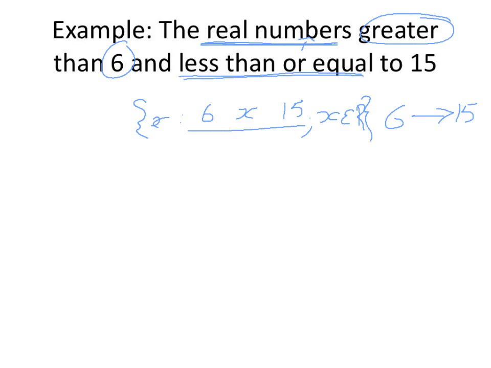Now all I need to do is my signs. Well, it says they're greater than 6. So greater than looks like that. And fill it in. It's not equal to, it's greater than. And less than or equal to 15. So x is greater than 6, less than or equal to 15, and it's the element of real numbers. There I've written it in set builder notation.